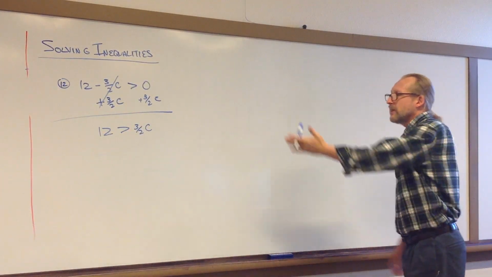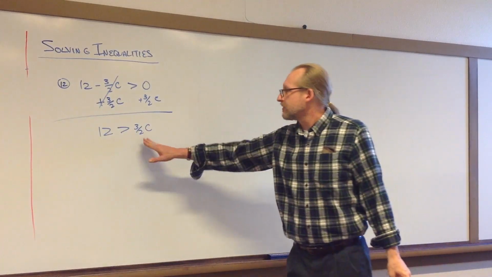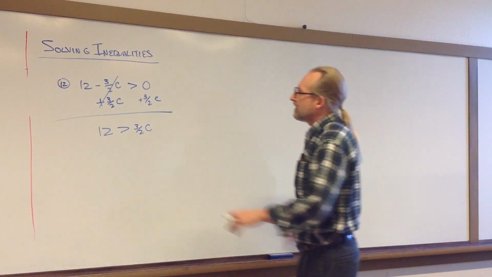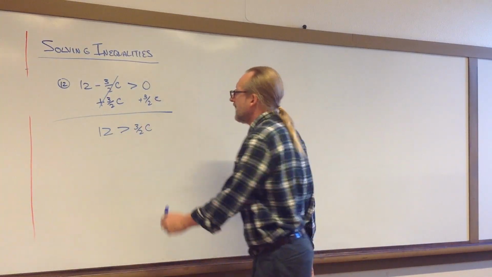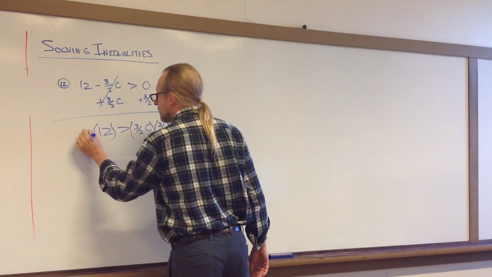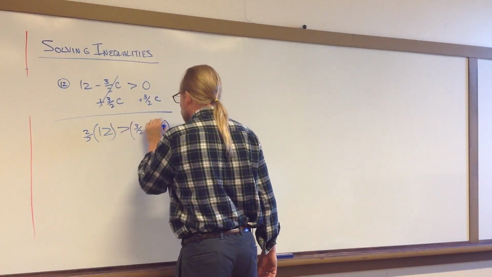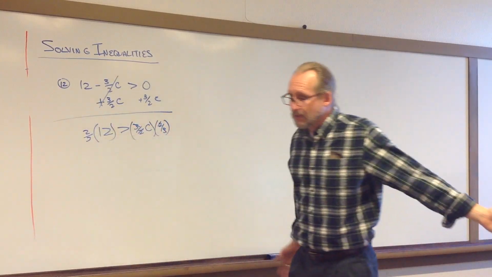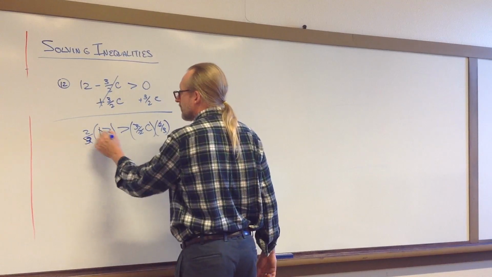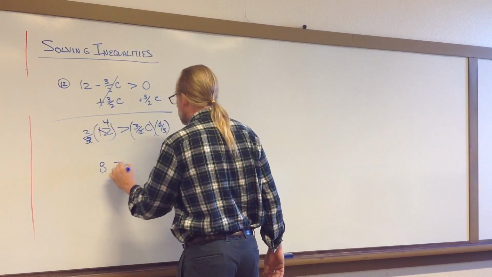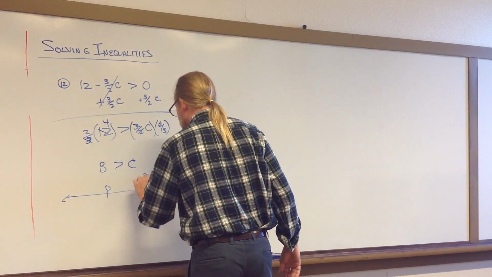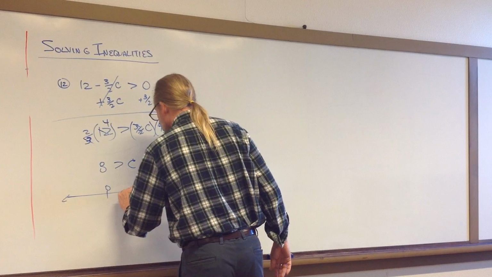If you're using a calculator and you want to divide by 3/2, do be careful with that. It depends on the calculator you're using. Sometimes you'll need a parentheses around that 3/2. I'm in the habit of multiplying by the reciprocal, just because that's how I learned to do it. And it's also quicker for me to do that than it is to pick up the calculator and type in 12 divided by 3/2. So this will be 8 greater than c. And so our answer here is that c should be less than 8.